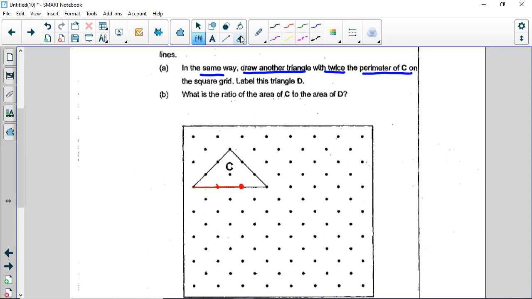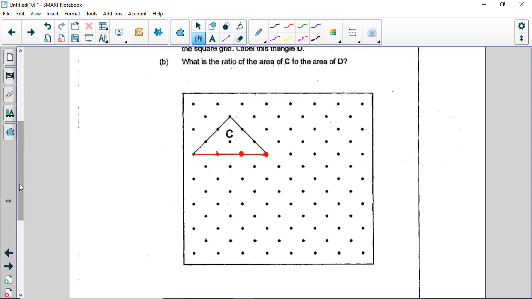2, there's the second dot, and 3. So this line is 3 units long. So you just have to double it. So 3 units long times 2 becomes 6 units. So 1, 2, 3, 4, 5, and 6. Okay, so you double the line.